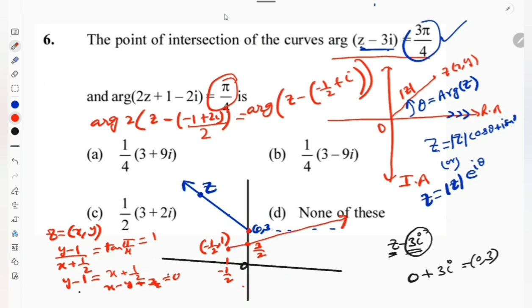Now it's very clear that the two rays do not intersect. The two rays do not intersect. So for the number of solutions, there is no solution for these two lines.